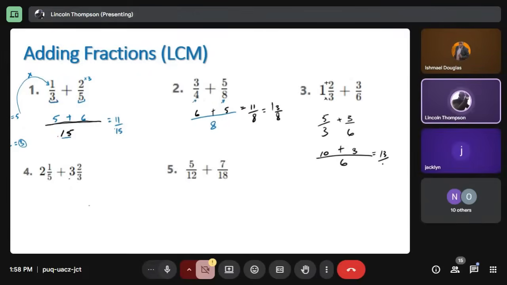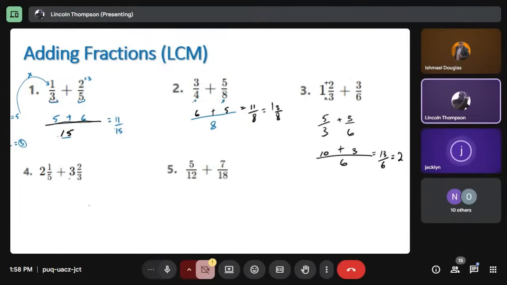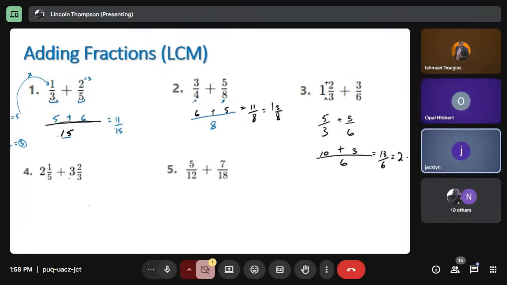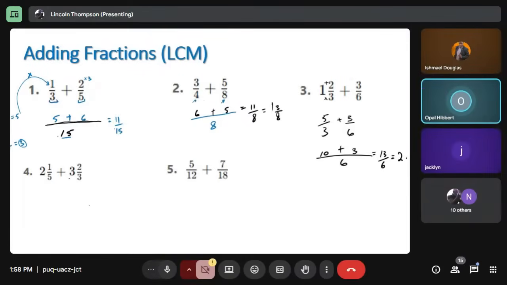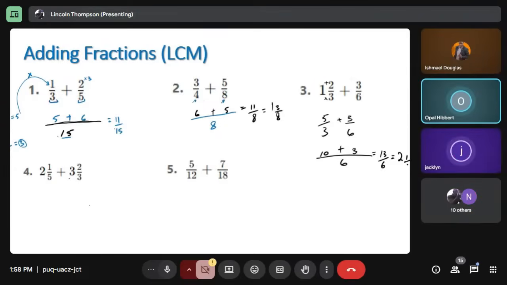Who's going to switch it to the mixed fraction? 13 divided by 6 equals 2. The 2 will be the whole number. The numerator will be 1. And the denominator will be the 6.